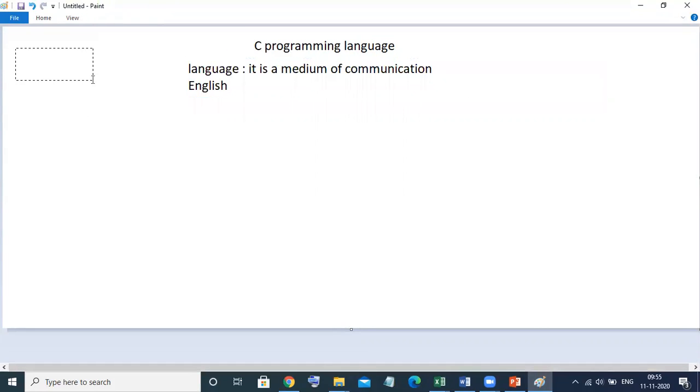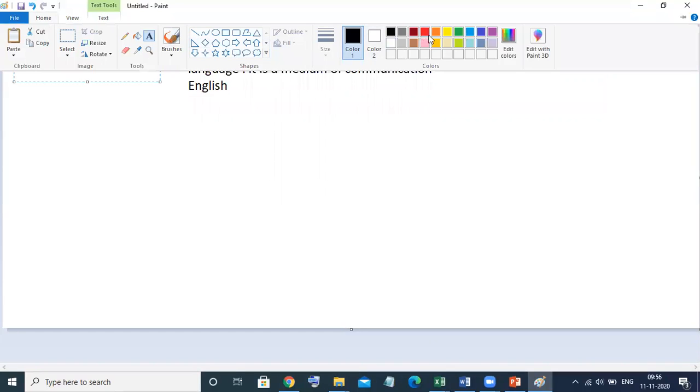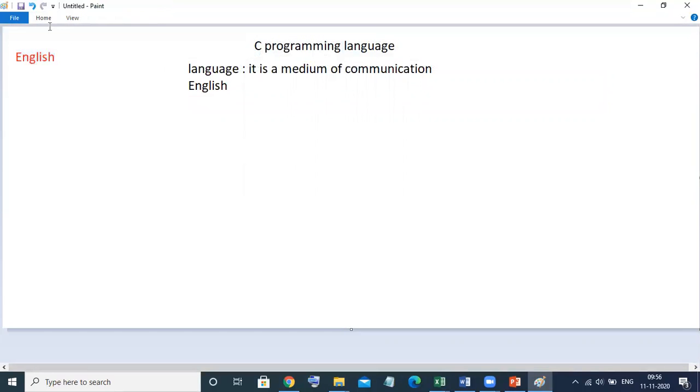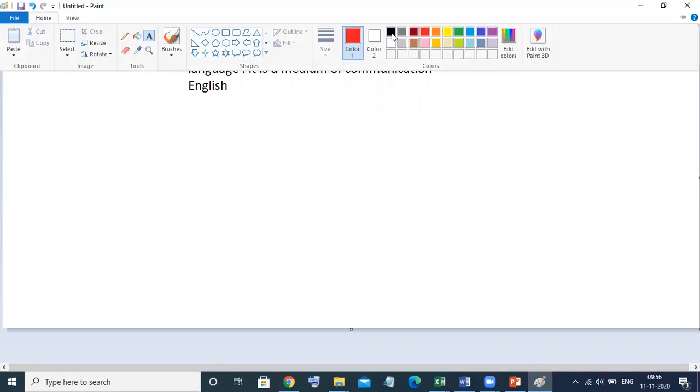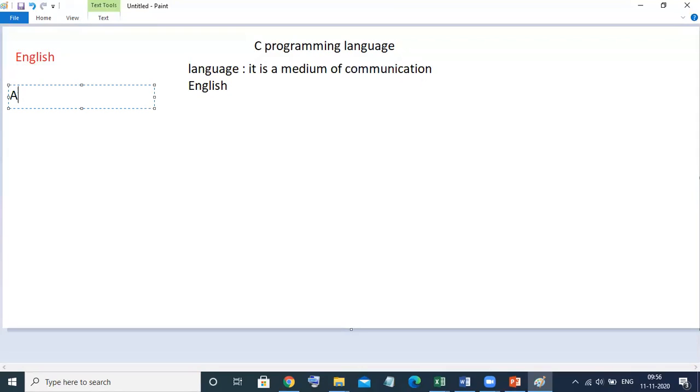For example, if I want to learn any language, I'm taking the example of the English language. What are the steps we require to learn it? The first and most important, basic thing that I must know is the alphabets. If you learn any language, whether English, Hindi, Marathi, anything, the first thing is that you should know the alphabets.